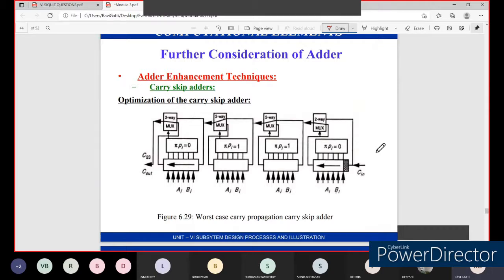This is the scenario where you get the worst case carry propagation in the carry skip adder. It means the carry is generated in the first block only, wherever you are giving the Cn input. Then it has to propagate to the next block, and then to the next block. So this block has to wait for the carry generated by the first block, and this block has to wait for the carry generated by the previous block. This is how we do the optimization in the case of the carry skip adder.